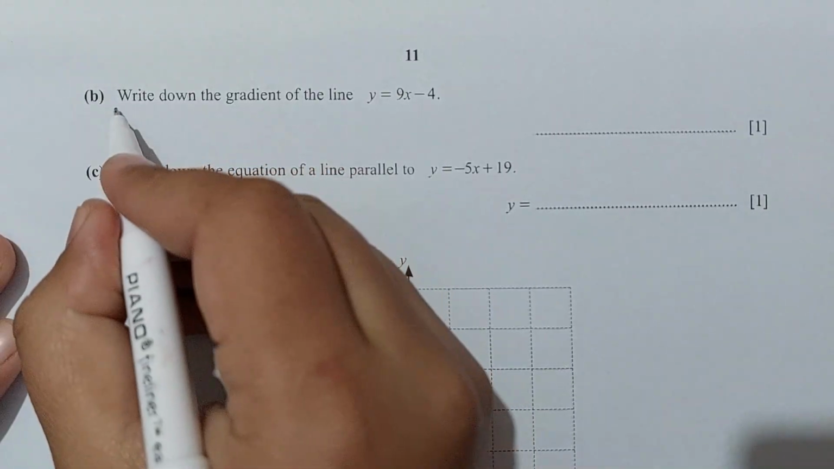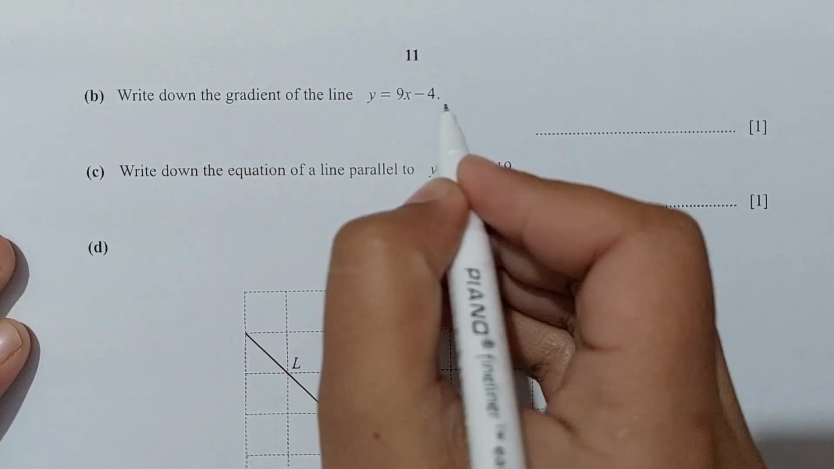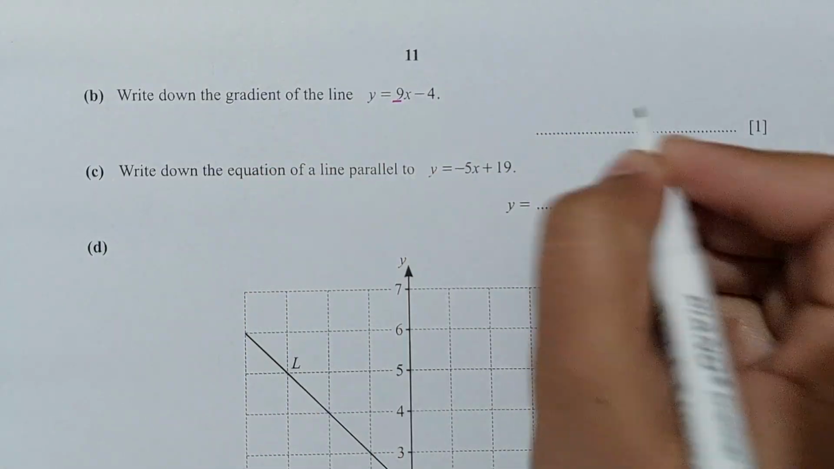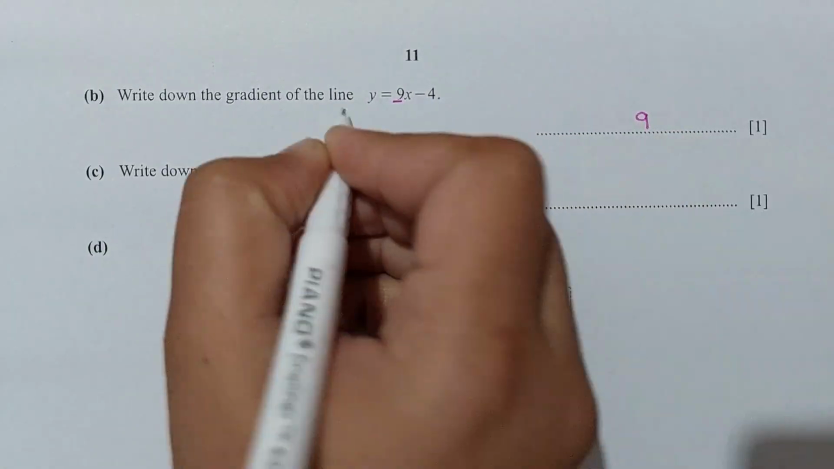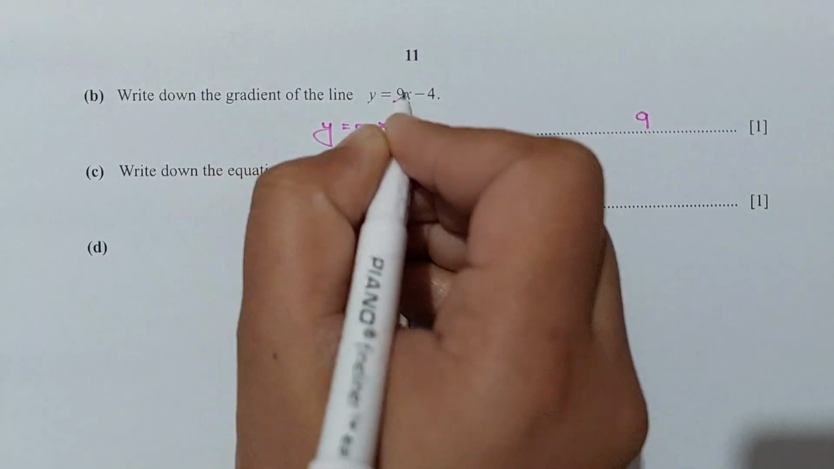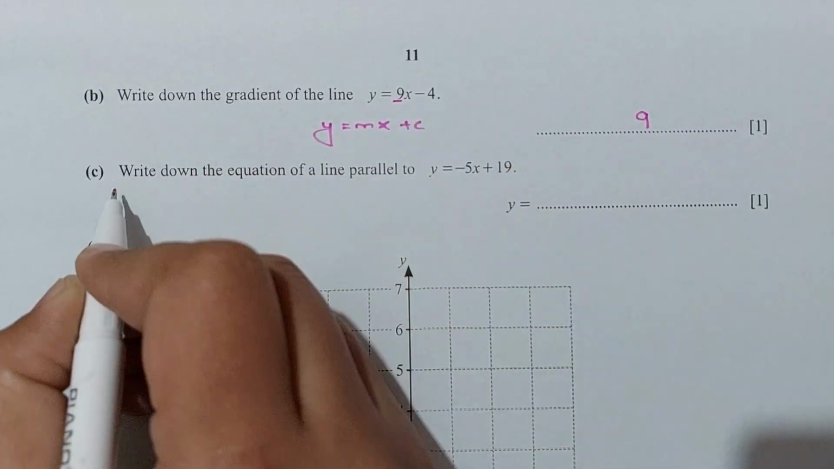Question now for part B, write down the gradient of the line y equals 9x minus 4. So the gradient is obviously the coefficient of x. This is 9 in the form y equals mx plus c. So the gradient is 9, the y-intercept is -4.